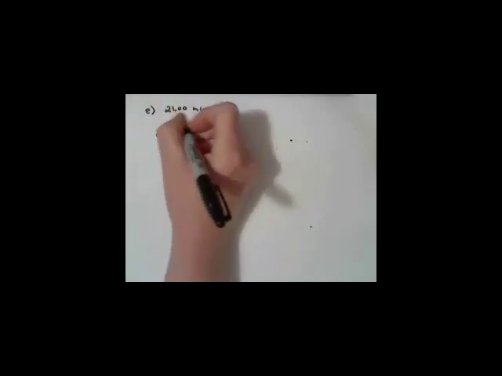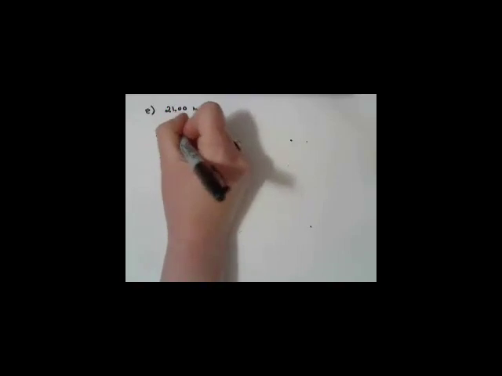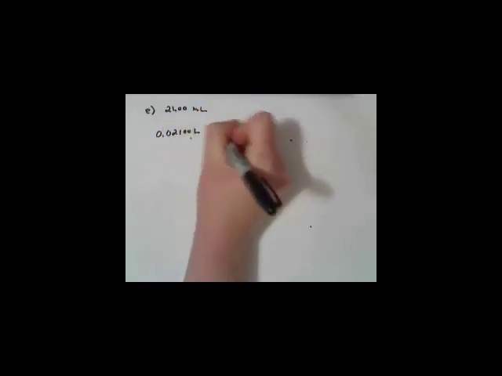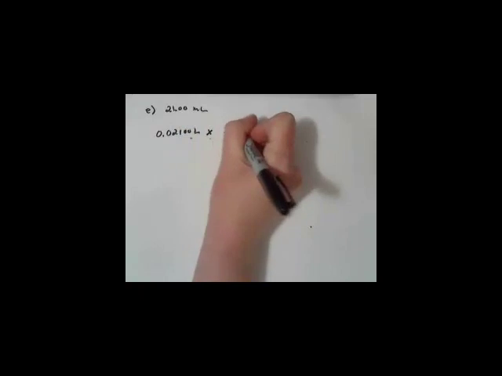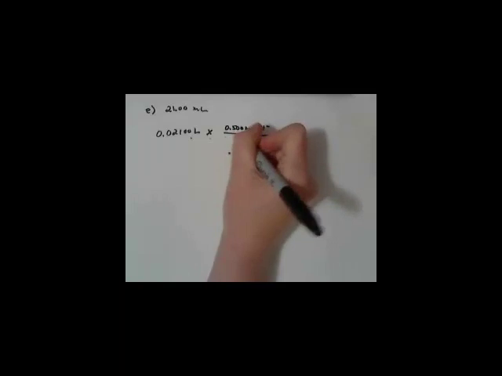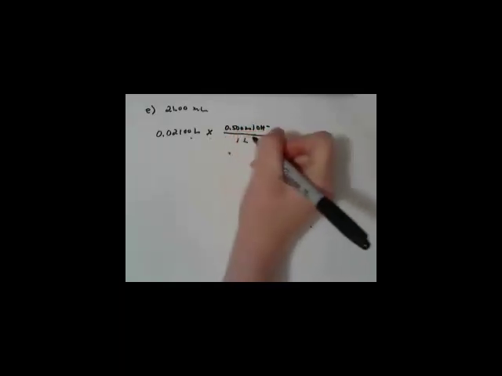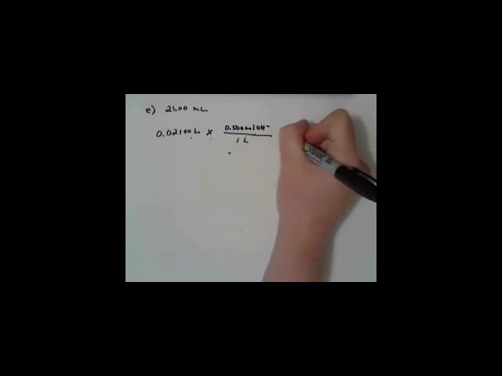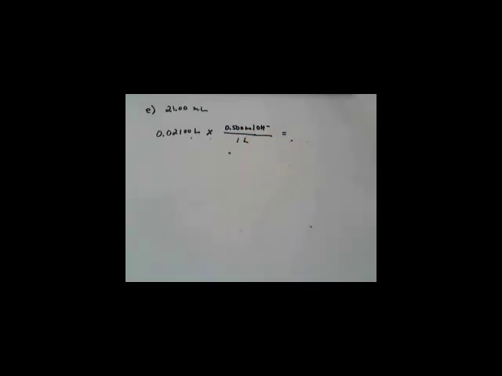So after 21 milliliters, we have 0.021 liters. And we'll multiply that by the molarity of the sodium hydroxide solution, which was 0.5 molar. That's going to give us the number of moles of hydroxide: 0.021 times 0.5. That's going to give us 0.0105 moles of hydroxide ion.